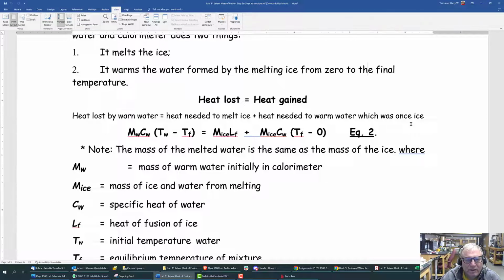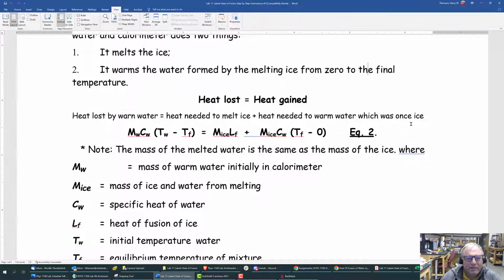And so that's going to equal the heat gained by the ice, the mass of the ice times the specific heat of the water, and the mass of the ice, and there's a little bit of the water. The ice melted. The mass of the melted water is the same as the mass of water. So a little bit of the ice is going to melt, and then it's going to be warmed up to T final.